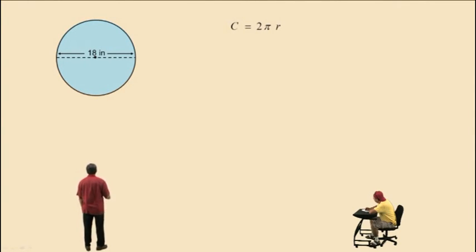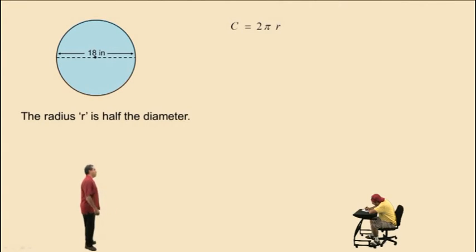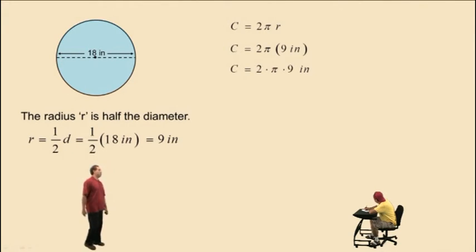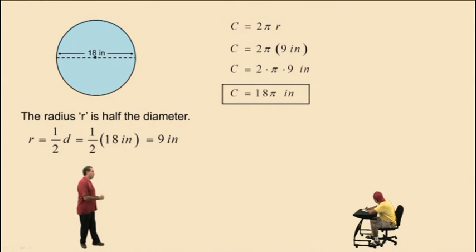Since we're given the diameter, we have to find the radius, and remember, the radius is 1/2 of the diameter. That means we take 1/2 times the diameter. 1/2 times 18 is 9 inches. So let's replace r with 9 inches. So we have 2 times pi times 9 inches. And our final answer is 18 times pi inches. It's not 18 inches, it's 18 times pi inches. You can replace pi with its decimal approximation of 3.14 and perform the multiplication. But we're going to leave pi in our final answers.